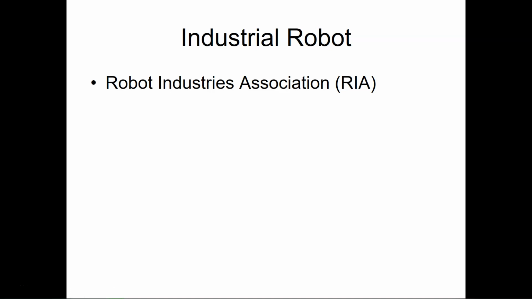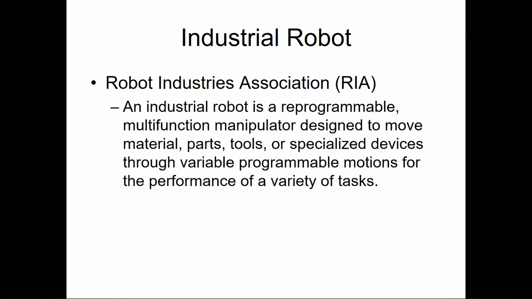The next people you need to know are the Robot Industries Association, the RIA. Their definition of an industrial robot is that it is a reprogrammable, multifunction manipulator designed to move material, parts, tools, or specialized devices through variable programmable motions for the performance of a variety of tasks. That is a mouthful. Okay? But that is exactly what most industrial robots are. So what are some of the big things that you've seen so far in these 2 definitions?